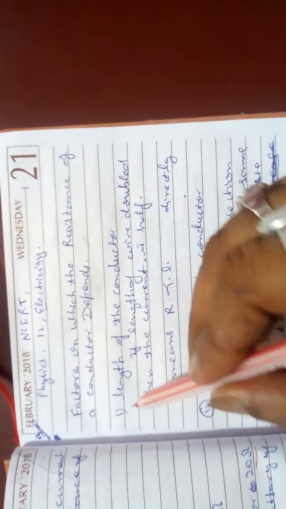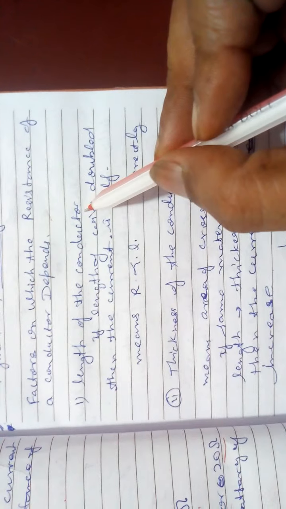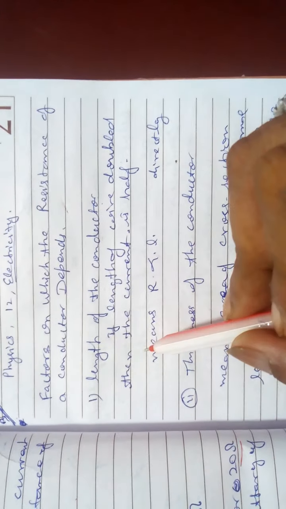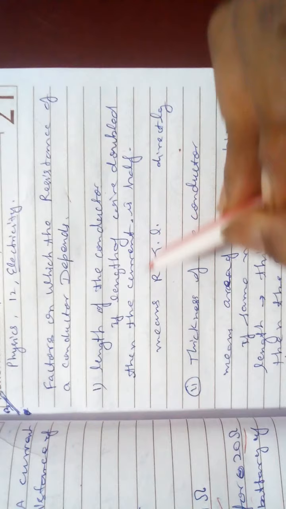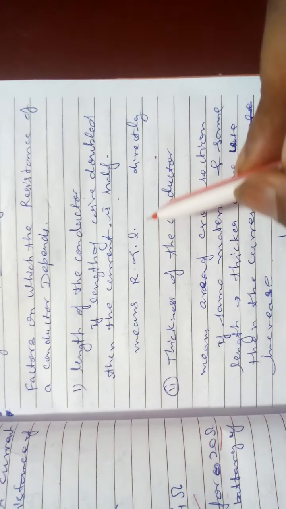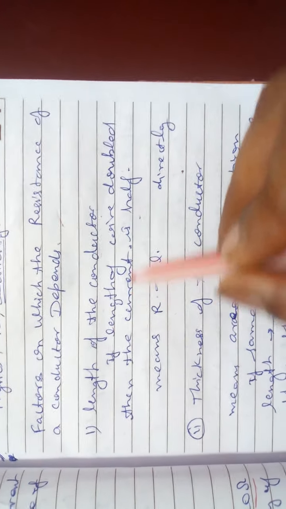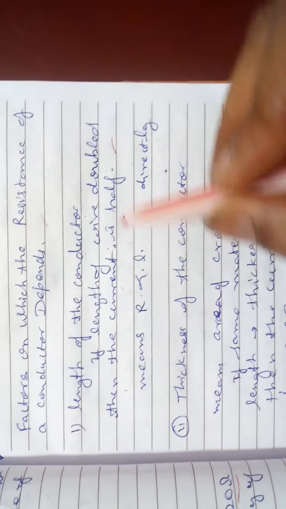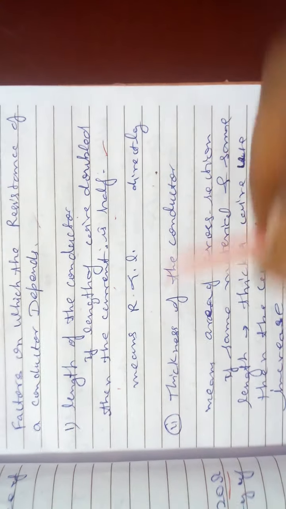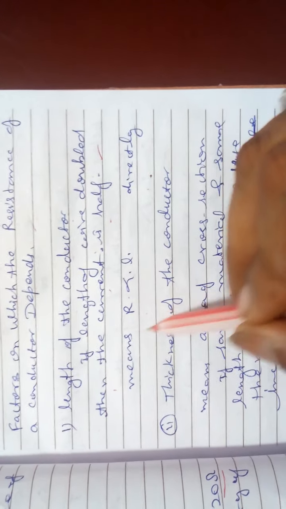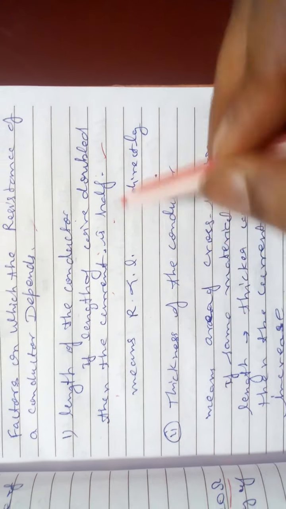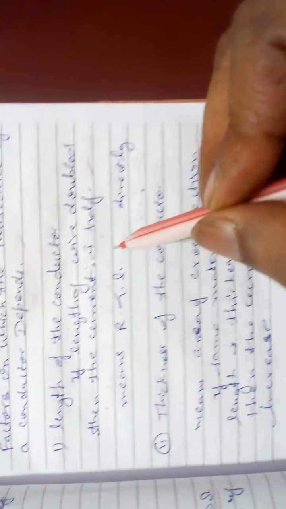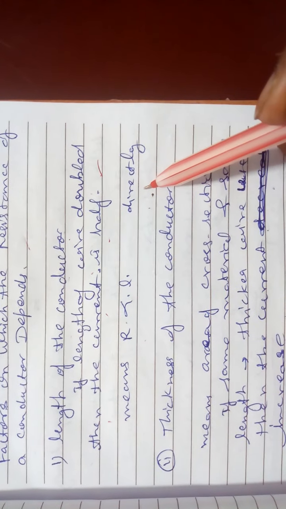The first one is the length of the conducting wire. When we increase the length of the wire, the current becomes half. It is given that when the length of the wire is doubled, the current will be half. When we increase the length, the current decreases. It means the resistance is increasing. Length is increasing, and resistance is the enemy of current, as I have told you. So resistance is directly proportional to the length of the wire.